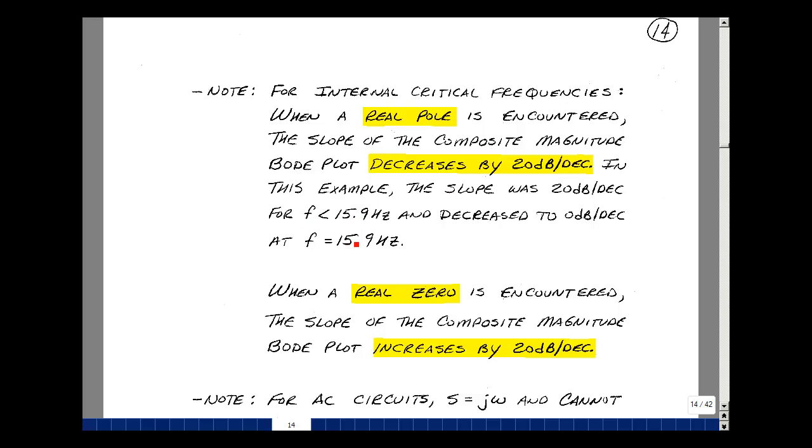We see a net decrease. In the example on page 11, the slope was going from plus 20 dB per decade for frequencies below 15.9 Hertz, and then it decreased to 0 dB per decade once we hit 15.9 Hertz. When encountering a real zero, the slope of the composite curve increases by 20 dB per decade because we're hitting a form 4: 0 dB per decade below omega c, and then above that, plus 20 dB per decade.